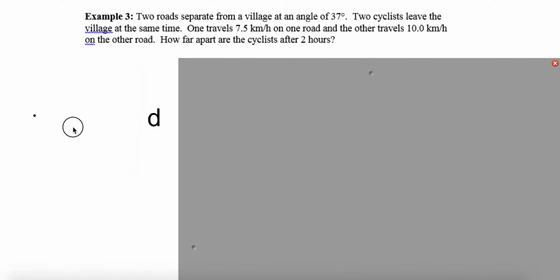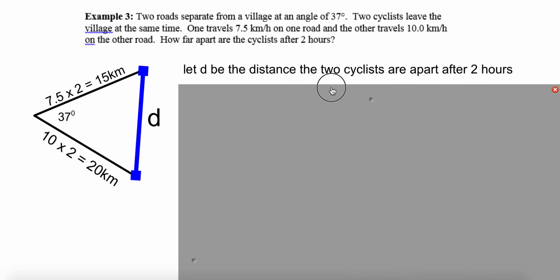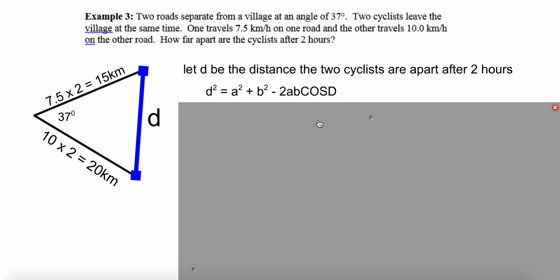But what I want to show you is this. Okay, we've got a diagram. 7.5 times 2, because they're going 7.5 kilometers an hour. Times 2, because we're going for 2 hours, is 15 kilometers. This one's going at 10, so that's 20 kilometers, and there's a 37. We need to find D. So let D be the distance they are apart, and it's just a straight cosine law question.